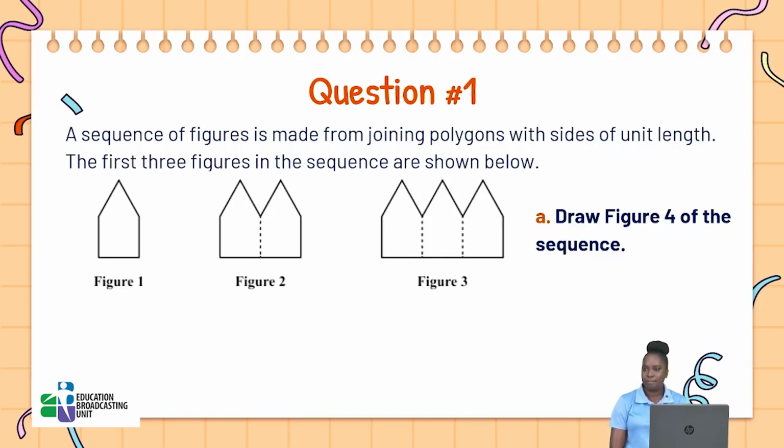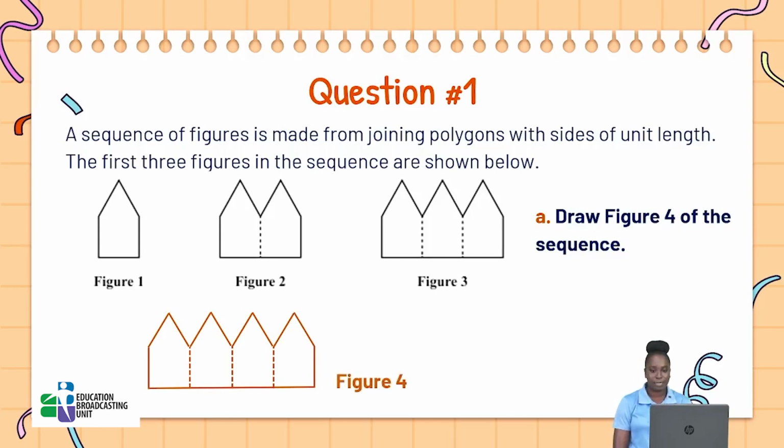So as we take note of figure 1, figure 2, and figure 3, we'll see that we keep adding another polygon, or in the case of the question as it was stated, joining polygons with sides of unit length. We'll also note that as the polygons are being joined, the right corner or end is now broken. So figure 4 would look like this. And we want to be sure that when we are drawing our figures, that we are utilizing the appropriate tools, and in this case, a ruler would be necessary.